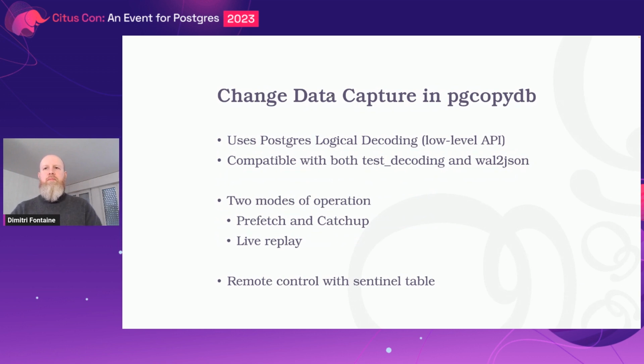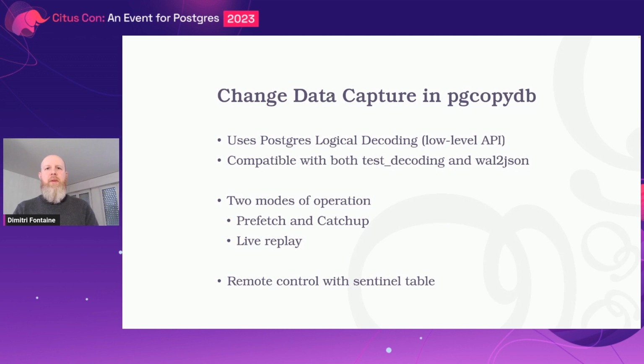pgcopydb uses PostgreSQL logical decoding, the low-level API that is available in Postgres, to implement change data capture. And it's compatible with the test_decoding plugin, which is part of PostgreSQL core. So if you have PostgreSQL, you already have the test_decoding plugin. And some people prefer to use wal2json, and pgcopydb has been made compatible with it too.